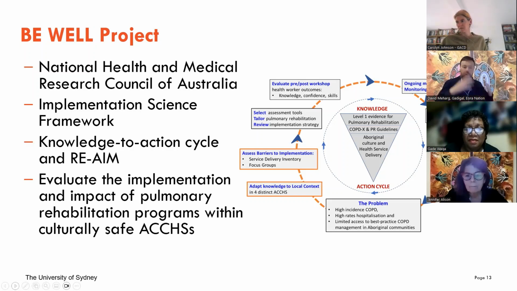So Aboriginal, non-Aboriginal people, but more so in public health services who are predominantly non-Aboriginal. We've got COPDX guidelines and pulmonary rehabilitation guidelines, and we also have a wealth of knowledge around Aboriginal culture, as well as a history of Aboriginal health service delivery. And we are attempting to apply that to the issue, which is the high incidence of COPD for Aboriginal people, high rates of hospitalisations, limited access to best practice management for chronic obstructive pulmonary disease for Aboriginal people in Australia.